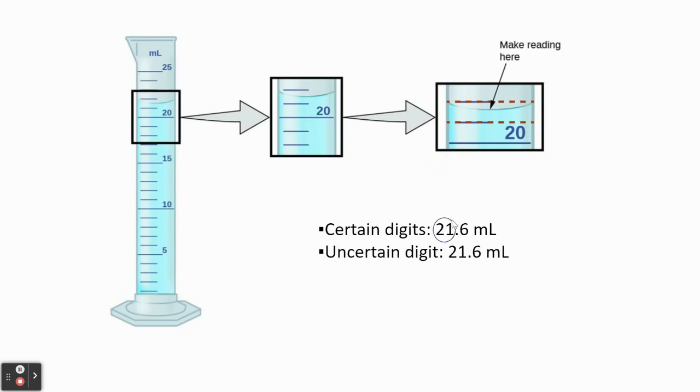So our certain digits would be the 2 and the 1, and our estimated digit would be the 0.6. We definitely know the volume is between 21 and 22, and the 0.6 tells us where we think it is in between those two values.